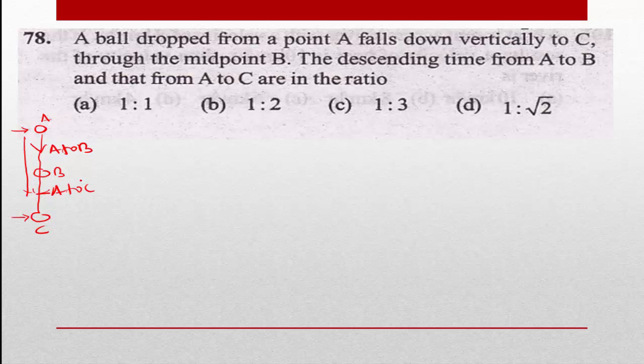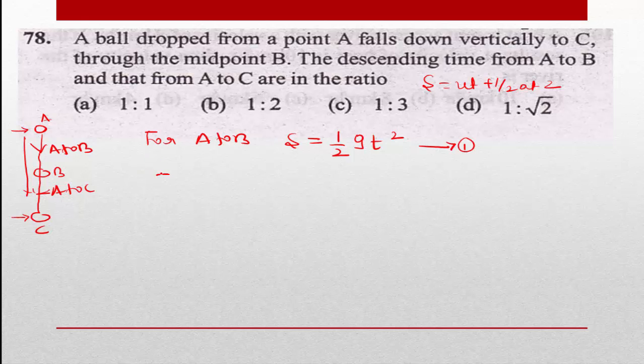Or in the ratio. We need to calculate what the ratio of the two values is. Here, for A to B, the ball is dropped from a point. When it says dropped from the point, the initial velocity value is 0. With initial velocity 0, the equation is s equal to ut plus half at square. U equal to 0, then we get 1 by 2 into g into t square. This is for A to B.